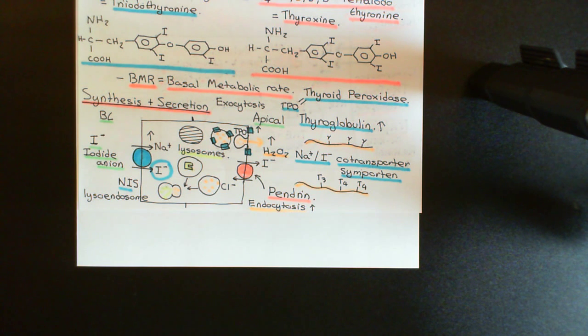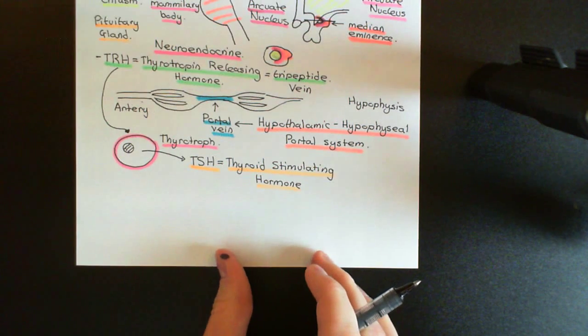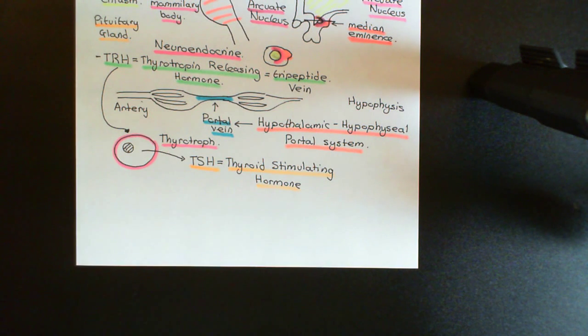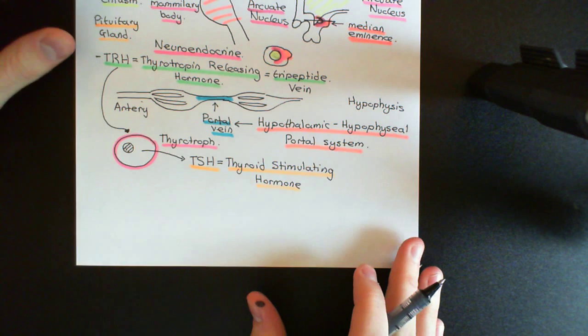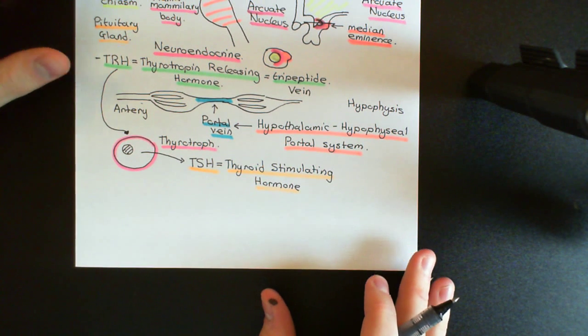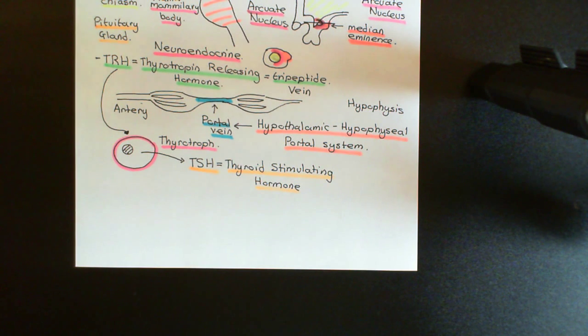So overall, thyroid stimulating hormone acts on thyroid follicular cells to drive the synthesis and secretion of T3 and T4. Okay, right. So now let's summarize this all together and talk about the negative feedback control of the hypothalamic-pituitary-thyroid axis.